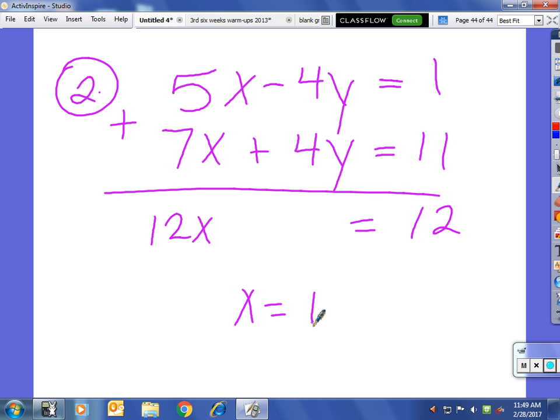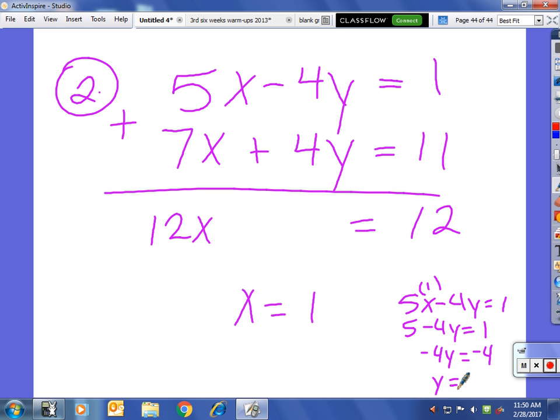Am I done? No. I have to go back to one of my equations now and do what? Plug in a 1 wherever I see an x. So let's go to the top equation. 5x minus 4y equals 1. I'm going to put a 1 in for x. 5 times 1 is 5. 5 minus 4y equals 1. Negative 4y equals negative 4 once I subtract 5 from both sides.